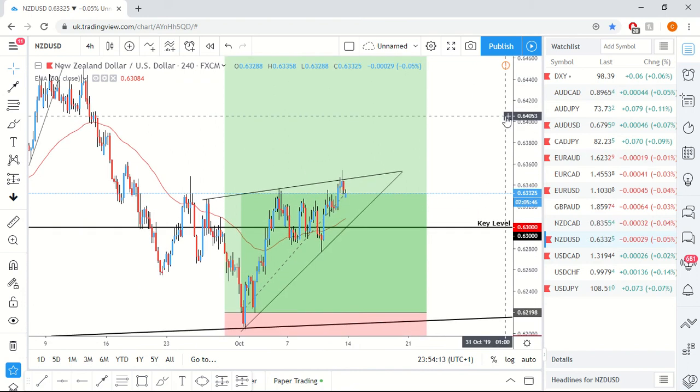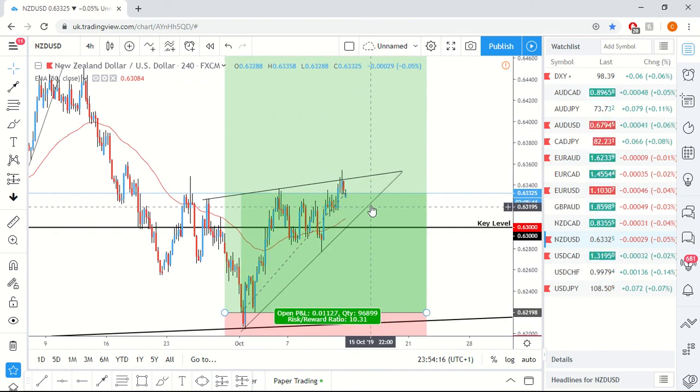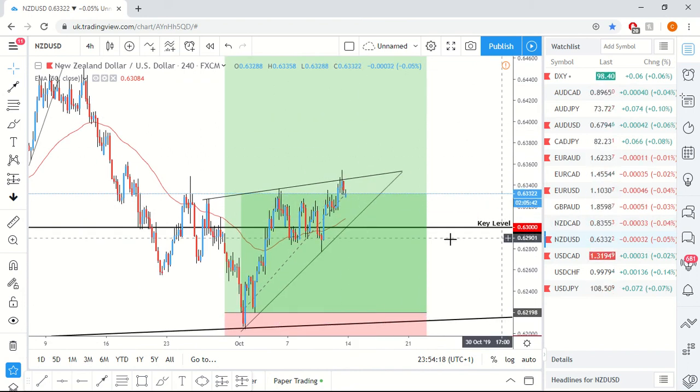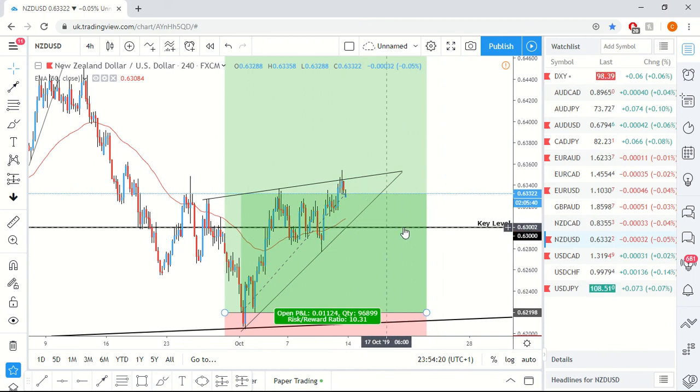Hopefully we can get sort of a scaling, possibly off of this touch of the trend line here, and I'll be watching this one closely. So if you're not already in it, look for a scaling around the 0.63 key level, or just sort of a third touch of this shorter term trend line here.